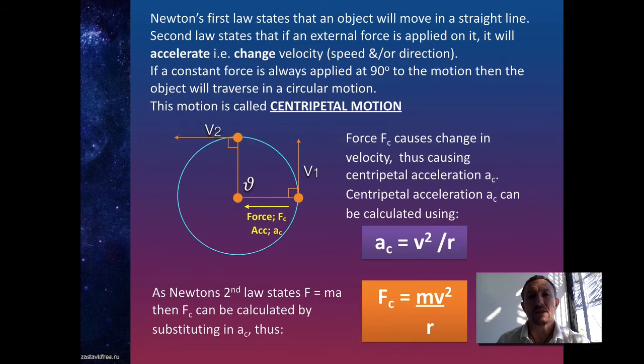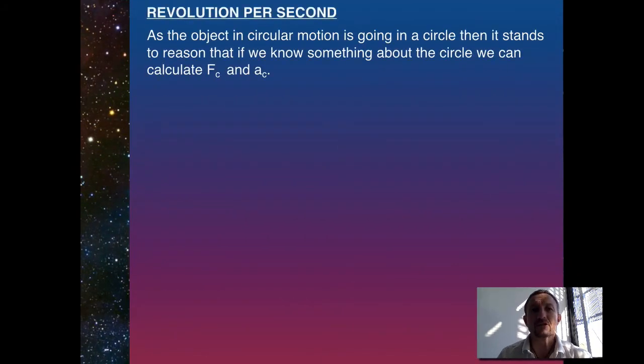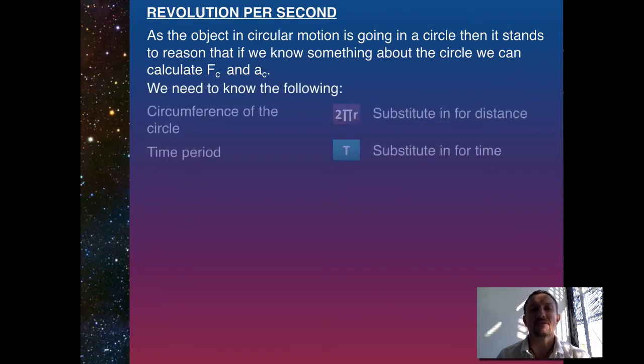But it doesn't just stop there. We also know about revolutions per second. So let's look at revolutions per second with respect to applying them into our centripetal force and centripetal acceleration models. Now we know that in order to work out the circumference of a circle, we've got 2 pi r. We also know that we've got a time period.